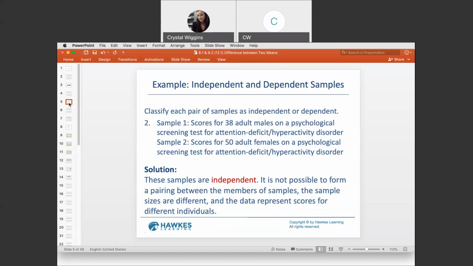These are independent samples. The men and the women are not linked in any type of way. They both were given the same screening test, but it wasn't paired like they were spouses or siblings or anything like that, and therefore they were independent samples.